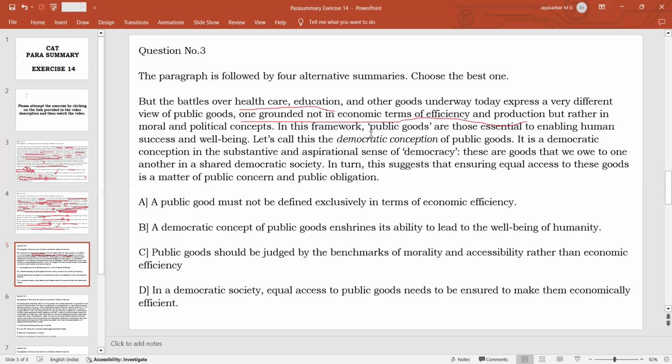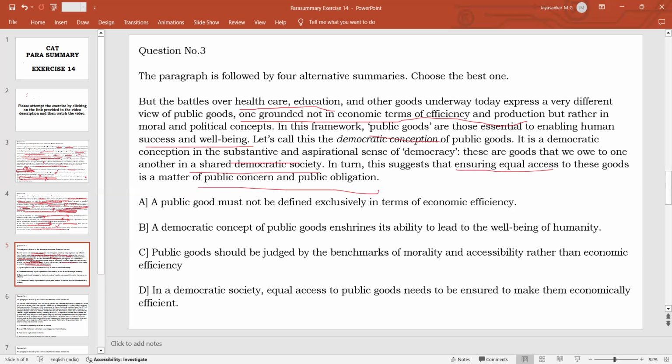So when you think of public goods in terms of moral and political concepts, public goods become something that enables the success and well-being of human beings. And this democratic concept of public goods is based on the substantive and aspirational sense. Substantive means important, and the aspirational sense of democracy means these are goods that we owe to one another in a shared democratic society. In a democratic society, public goods should be shared between the people, and there should be equal access to these goods. And ensuring equal access is a public concern and public obligation.